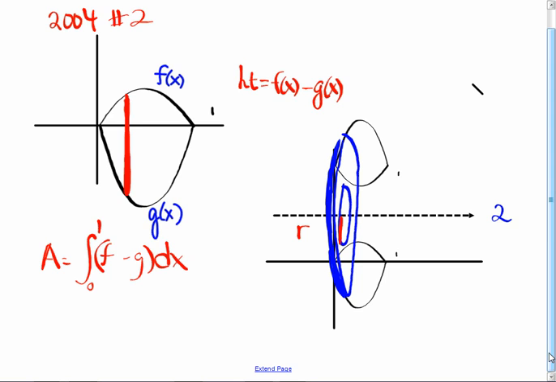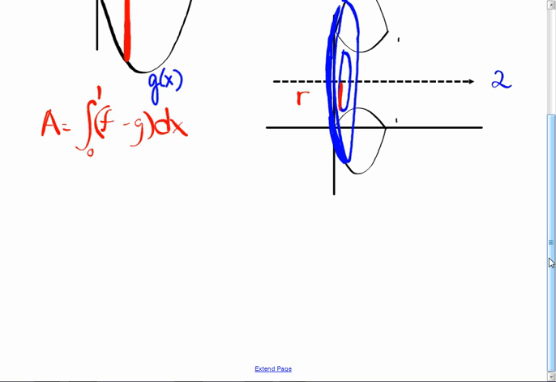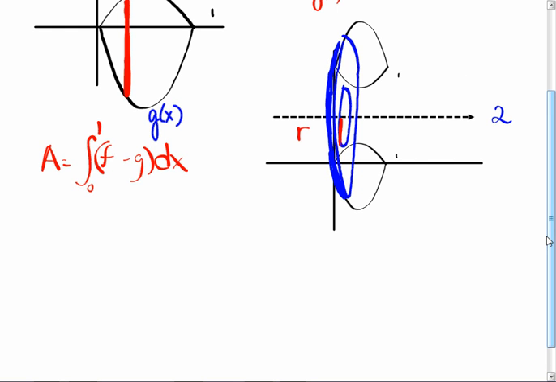This is the hardest part right here. It's 2 minus that. What function is that? That's f or g? That's f. So little r is 2 minus f of x. And f of x is that ugly looking formula, 2x times 1 minus x. Okay, Alexa, question? What's big R?